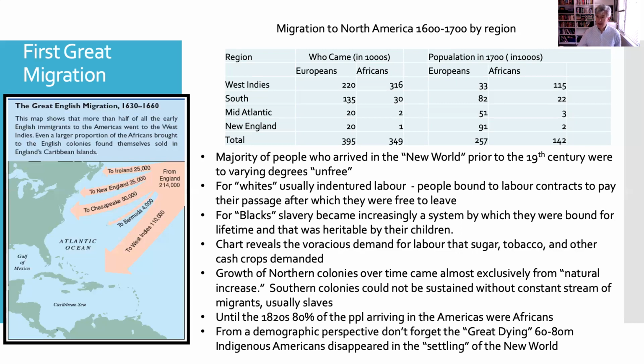Those who came to the Massachusetts colony were generally not going to die of malaria or yellow fevers or other things that plagued southern and West Indies societies in that period. Okay, and so southern colonies could not be sustained without a constant stream of migrants, and usually, as I said, in this period, slaves. And so until the 1820s, 80% of the people arriving in the Americas were African peoples. Okay, so that's something to note here. It's really, really, really important.